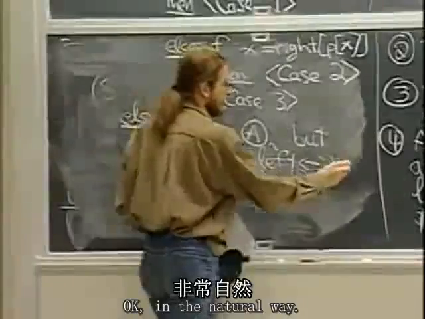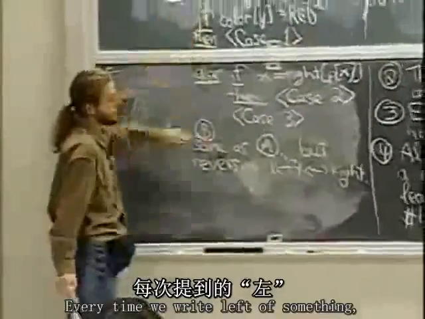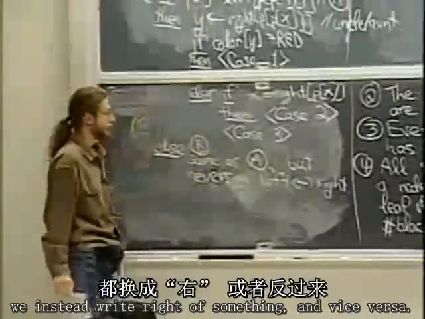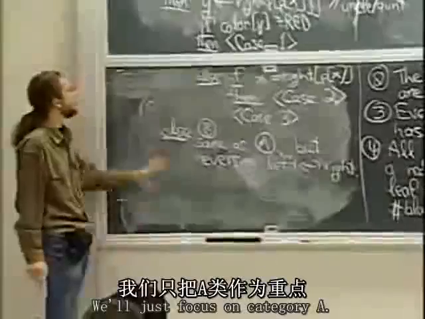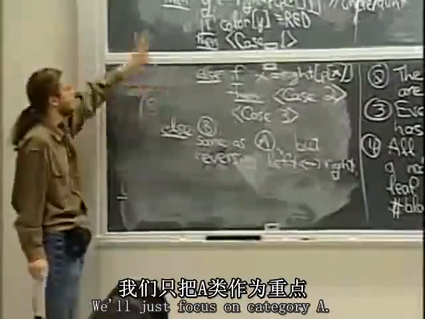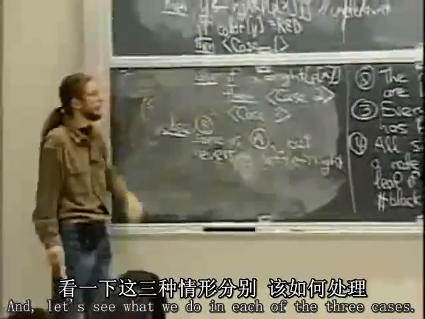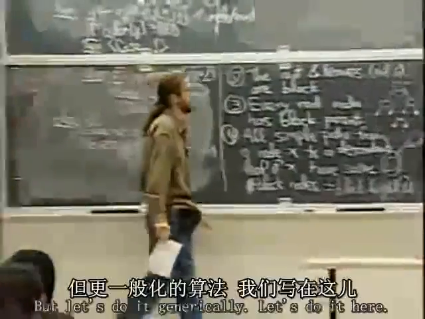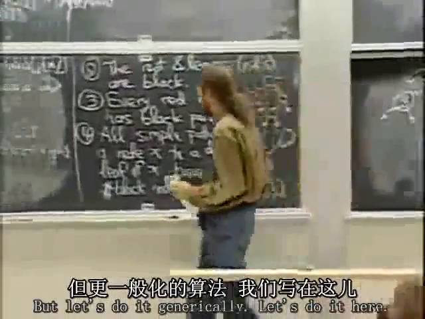Okay, in the natural way, every time we write left of something, we instead write right of something, and vice versa. So this is really just flipping everything over. We'll just focus on category A, and let's see what we do in each of the 3 cases. We've seen it in an example, but let's do it generically. Let's do it here.